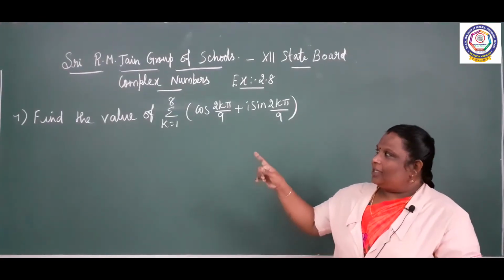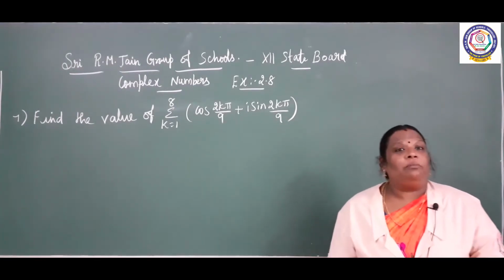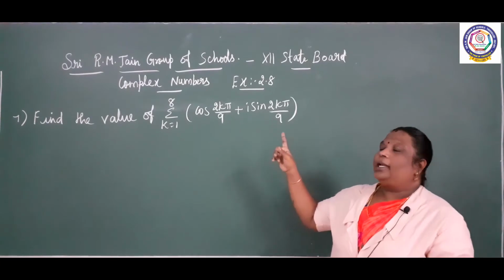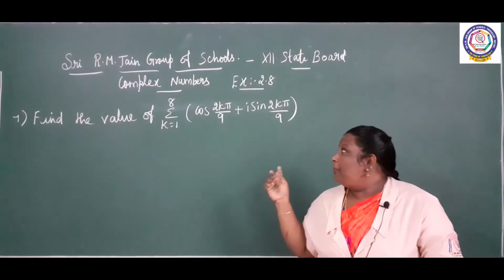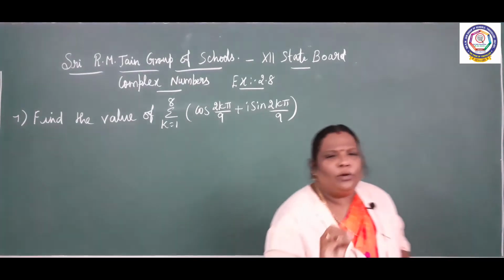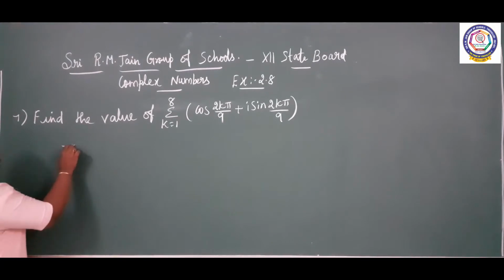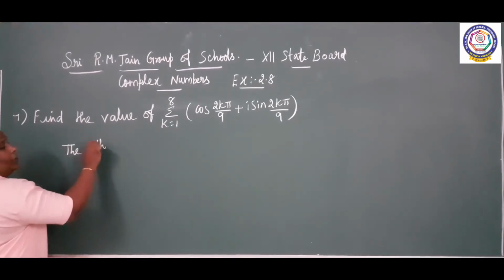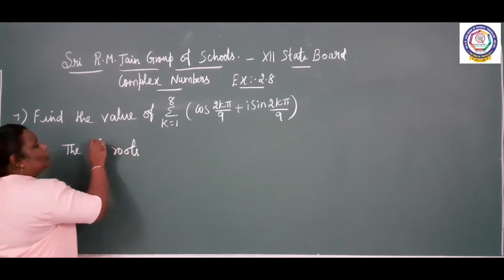See here, 7th sum, exercise 2.8. Find the value of sigma k equal to 1 to 8 of cos 2k pi by 9 plus i sin 2k pi by 9. First we will recall the nth roots of unity. What is that? The nth roots of unity.